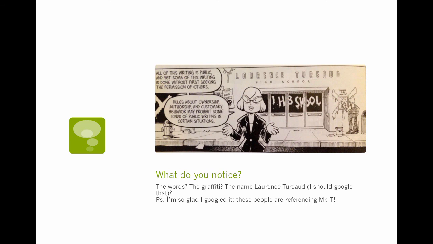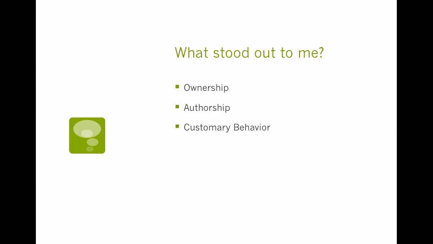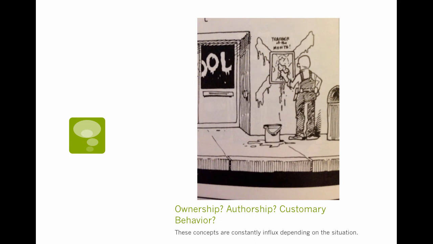And these ideas make me think about the three words that stood out to me when I was looking at this panel in particular, which is ownership, authorship, and customary behavior. Particularly customary behavior, because I think a lot of times we don't think about the rules that go with the particular form of writing that we're doing. And I don't even know if we should always think of those rules, but perhaps every once in a while we should, or depending on the situation, we should. These concepts are constantly in flux depending on the situation.